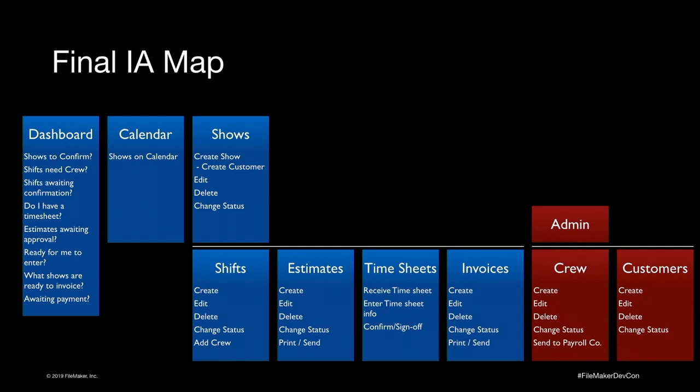Then all of the crew and customer stuff, we put in an admin section. It sits on the home screen on the dashboard. They can get to it from there. But on most layouts, they can't get to it because they don't do it that often. They don't really care about it that often. So it sits over on the side. It's not part of the main nav. It's just an extra little button that takes them into that section if they need it.